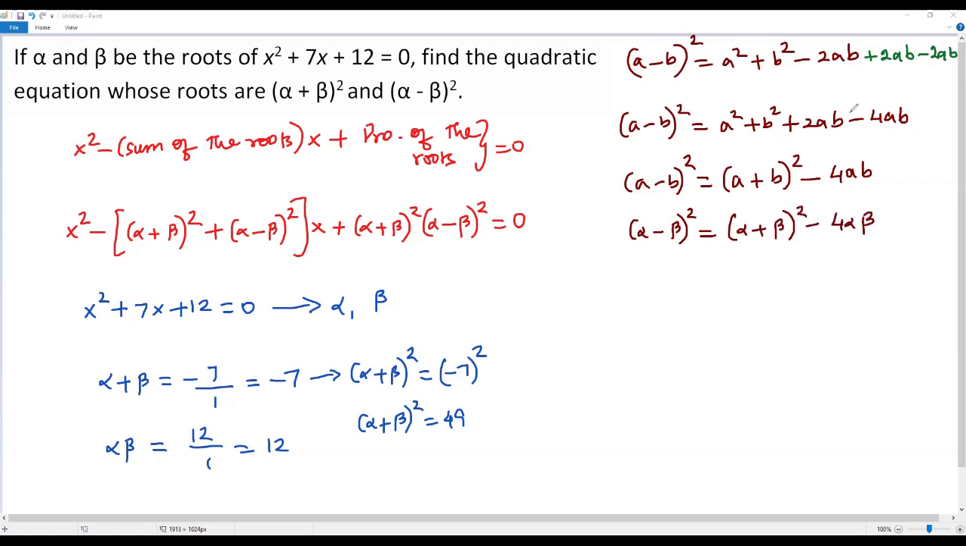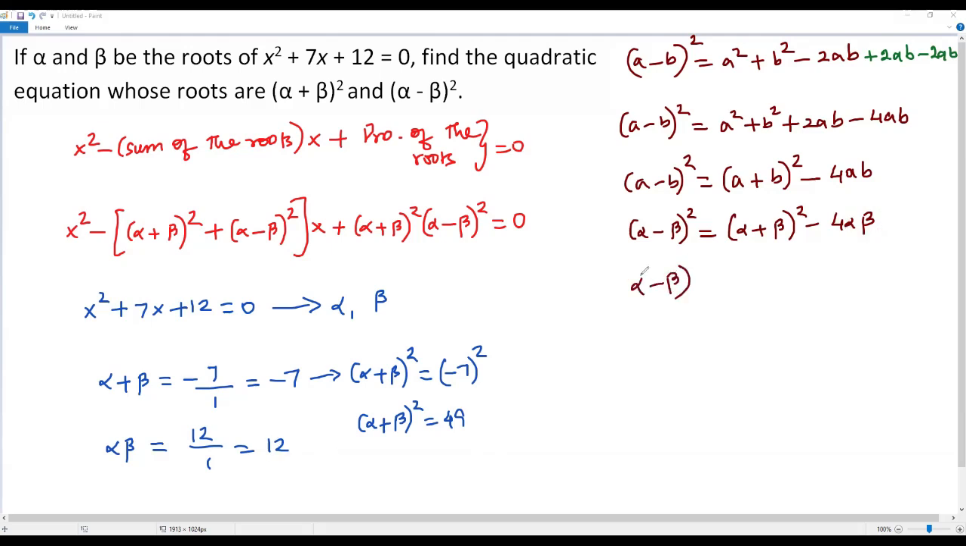Okay, so why do I do all the stuff over here? Because my aim is to write this (alpha - beta)² in terms of (alpha + beta) and alpha beta, so that I'll be able to use the values -7 and 12. Now I wrote (alpha - beta)² in terms of (alpha + beta) and alpha beta. Now for this (alpha + beta), I can plug in this -7, or for this one directly we can plug in the value 49. And for this alpha beta, we know that the value is 12. Okay, let me plug in.